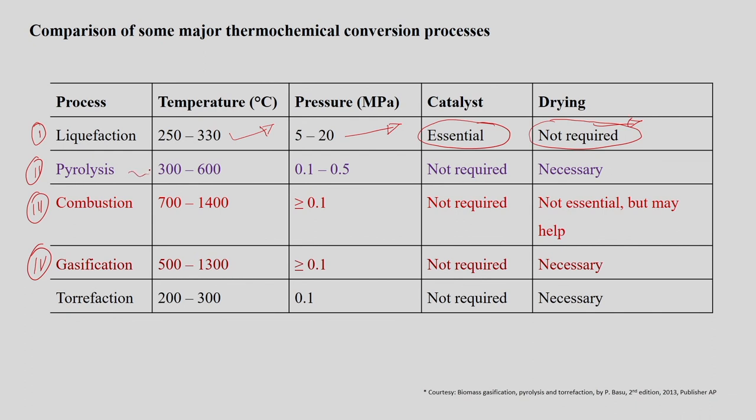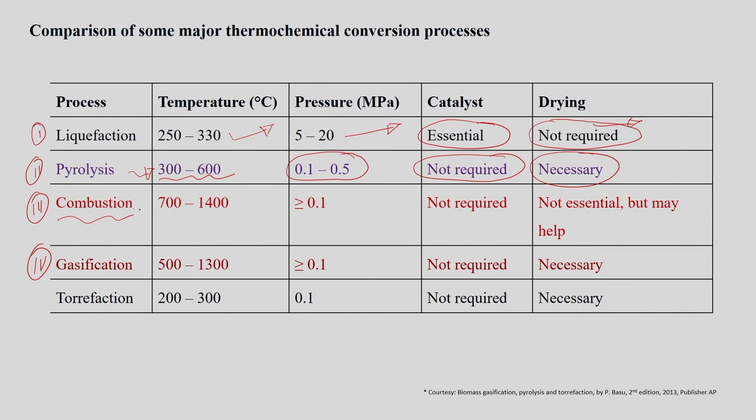Whereas in case of pyrolysis, the temperature range is 300 to 600 degrees C, but the pressure range is relatively low. Also, it does not require catalyst, but drying is necessary in this particular stage because if the material is not dried, then a significant amount of energy is required to dry off this moisture from the raw material first, and then only the thermal degradation of the material will happen. As a result, if the moisture is not removed, it will lead to moisture content in the product as well.